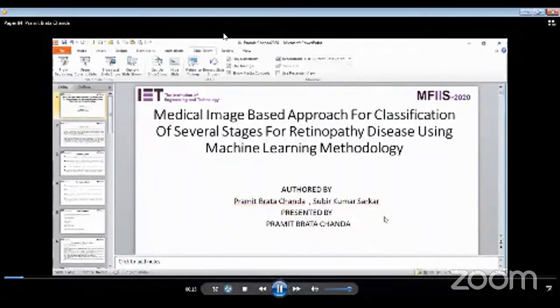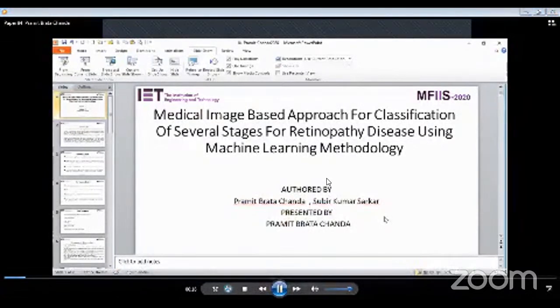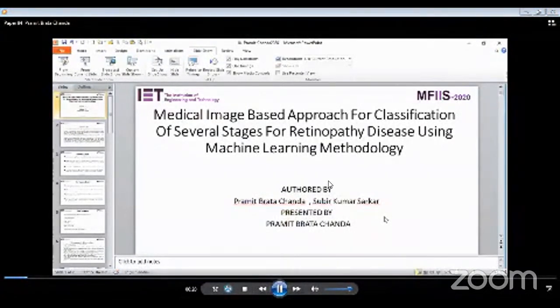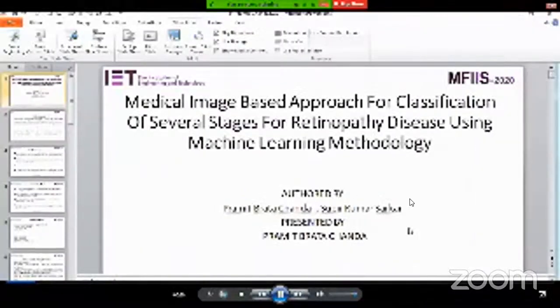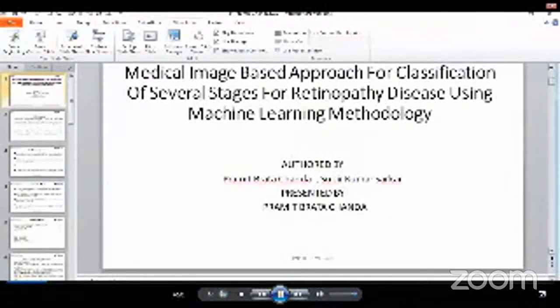My research domain is medical image processing and pattern recognition in soft computing, and I am doing my research work in the medical domain. I am presenting my work on a medical image-based approach for classification of several stages of retinopathy disease using machine learning methodology. My paper ID is 84.